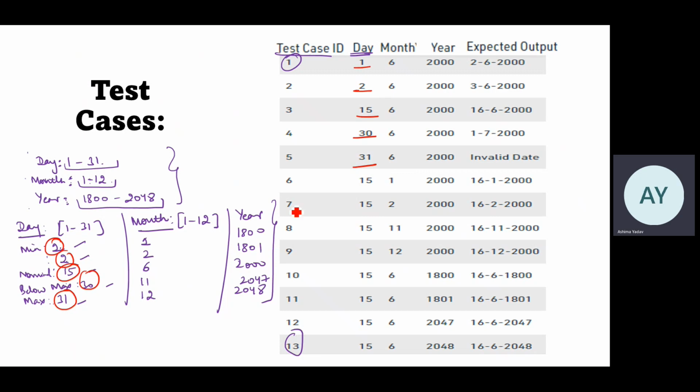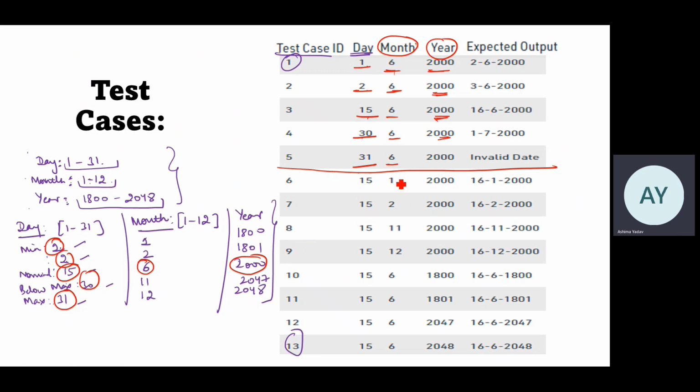Now next, under the month and year columns, for each of these day values 1, 2, 15, 30, 31, you will have the nominal or the mid value for each of these two columns. So the nominal value for month was 6 and the nominal value for year was 2000. So you have 6 listed here and you have 2000 listed here. Okay, then these five are completed.